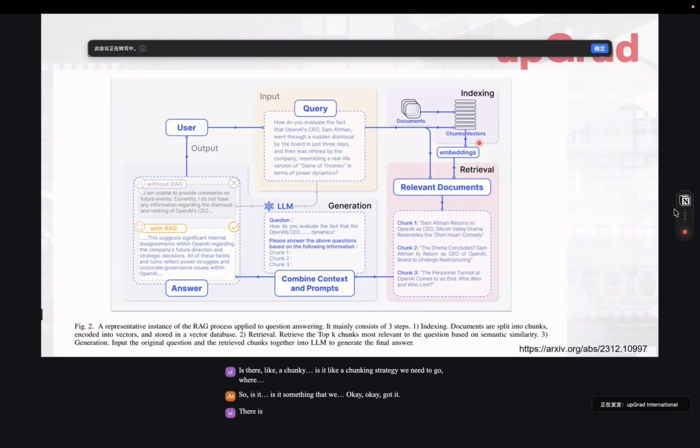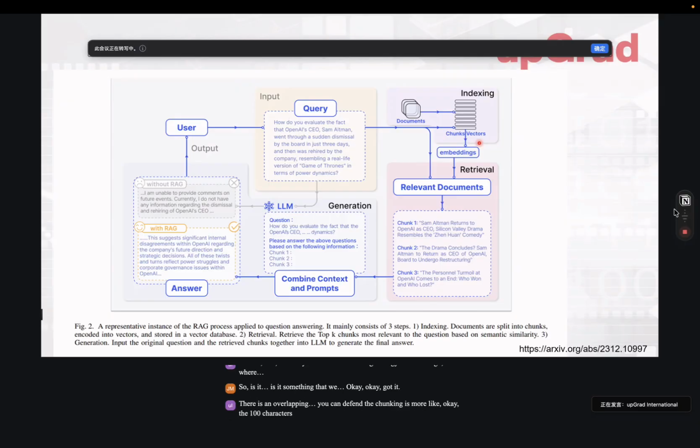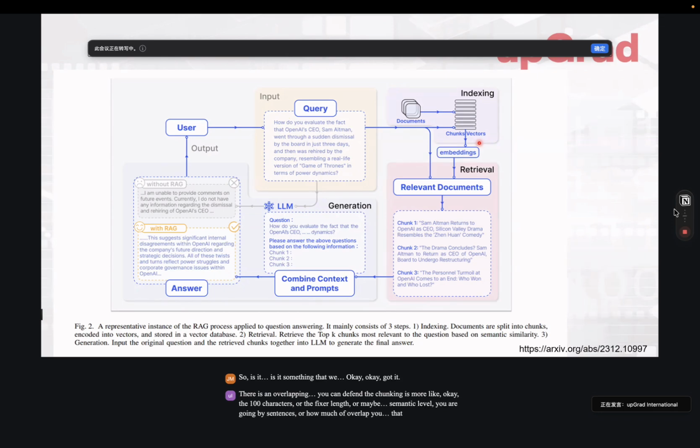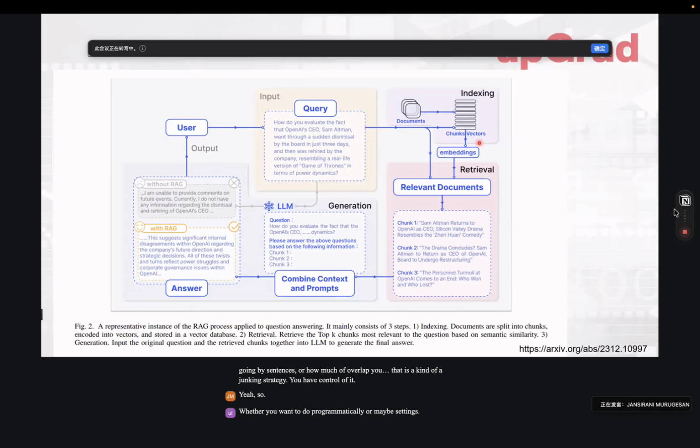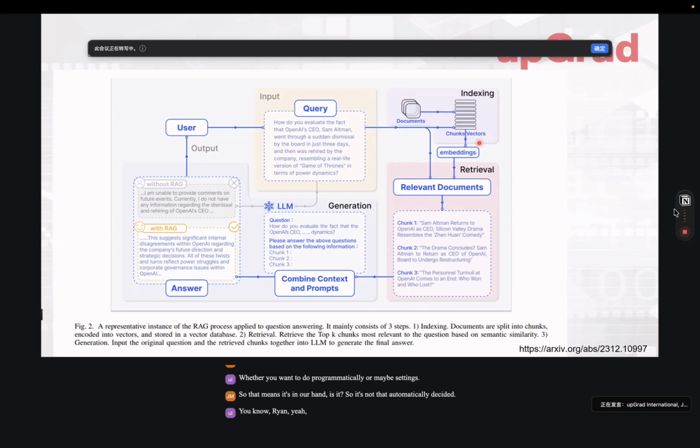Yes, there can be overlapping. You can define the chunking as, say, 100 characters or fixed length, or at a semantic level, going by sentences, or how much overlap you want. There is a kind of chunking strategy, and you have control of it, whether you want to do it programmatically or through settings. So it's in our hands, not automatically decided. That's what I wanted to confirm. Thank you, Professor. Clear.